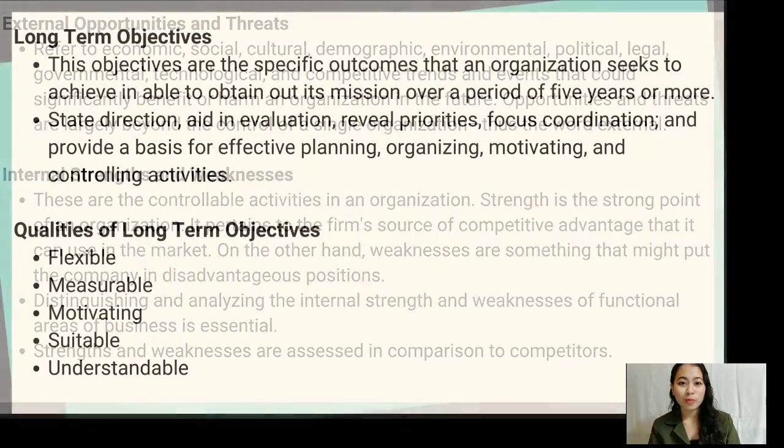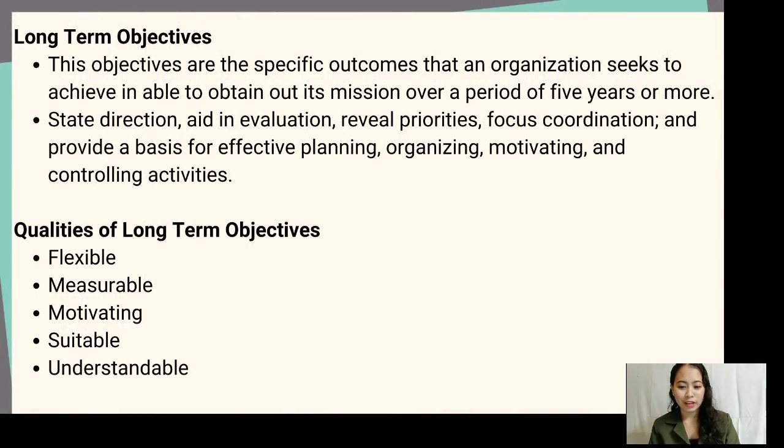Next, we have long-term objectives. These are the specific outcomes that an organization seeks to achieve in order to fulfill its mission over a period of 5 years or more. 5 years or more because, as the title says, it is long-term. It means it is to be accomplished over a long period of time. Long-term objectives usually state direction, aid in evaluation, reveal priorities, focus coordination, and provide a basis for effective planning, organizing, motivating, and controlling activities.